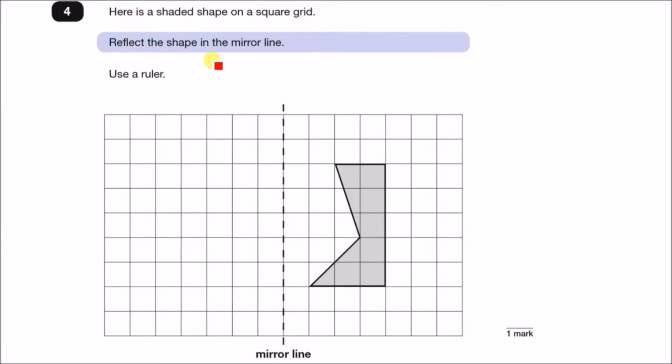So here is a shaded shape on a square grid. So now we've got to reflect the shape in the mirror line. Ooh, not bad. Use a ruler. So key note, guys, yeah? Always listen to the key note. Now for me, I'm going to do it freehand. So the trick is, yeah, you look at the mirror line and all you do is just measure the distance between the mirror. So if we look at this corner here, this is 1 block away. So it must also be 1 block away here. So it goes here.